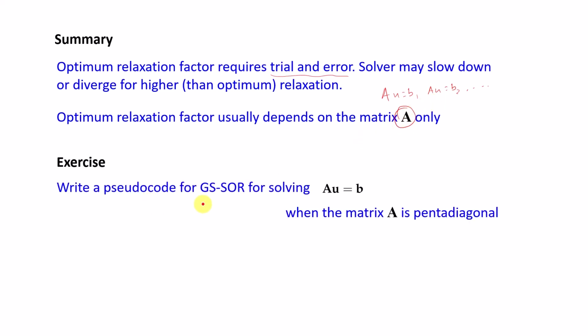For your exercise, taking A as a pentadiagonal matrix, which is true for the case that we will be solving, you write a pseudocode for GSSOR for solving Au equals b. This pseudocode writing is important because we will convert this pseudocode to a computer program later on.